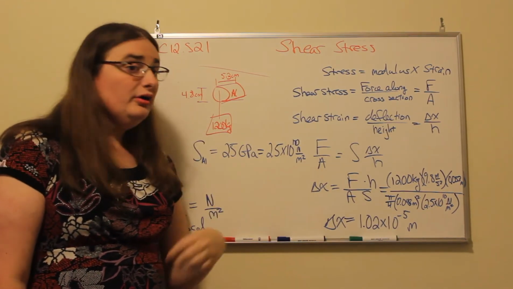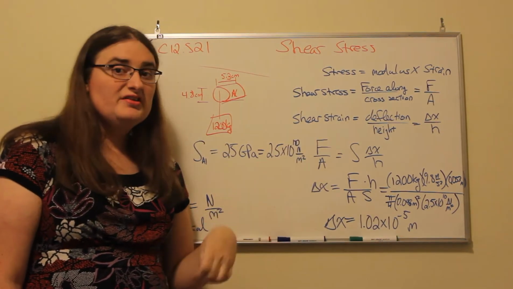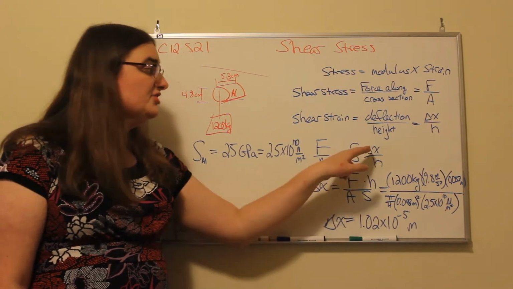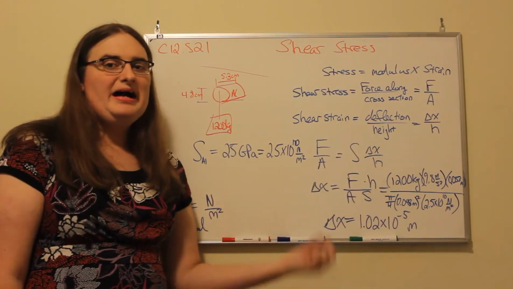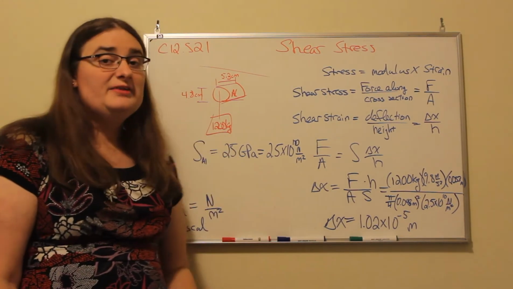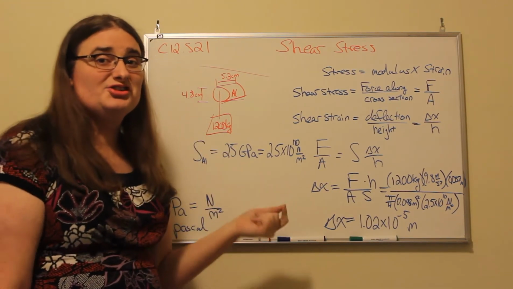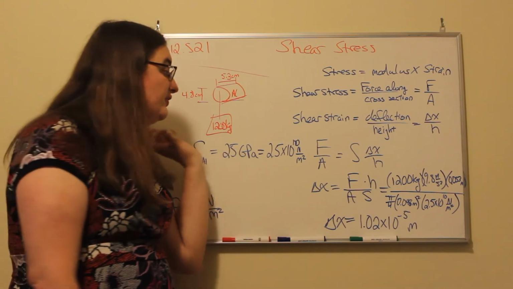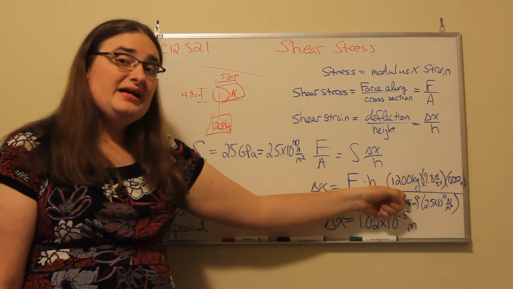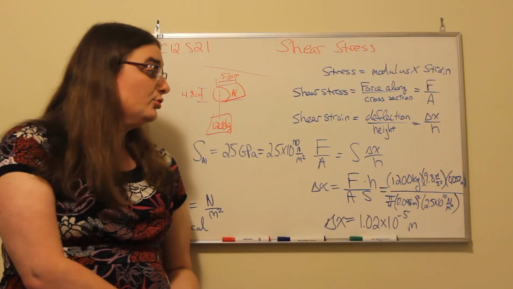So, for a shear stress, the force on our object divided by the cross-section is going to be the shear modulus of our material times the deflection divided by the height of the object that we're deflecting. So the force is being provided by this 1,200 kilogram mass. But remember, mass isn't a force. Mass is the amount of stuff. The force here is the weight of the object. And to calculate weight, weight is the mass of the object times the strength of gravity, 9.8 meters per second squared.